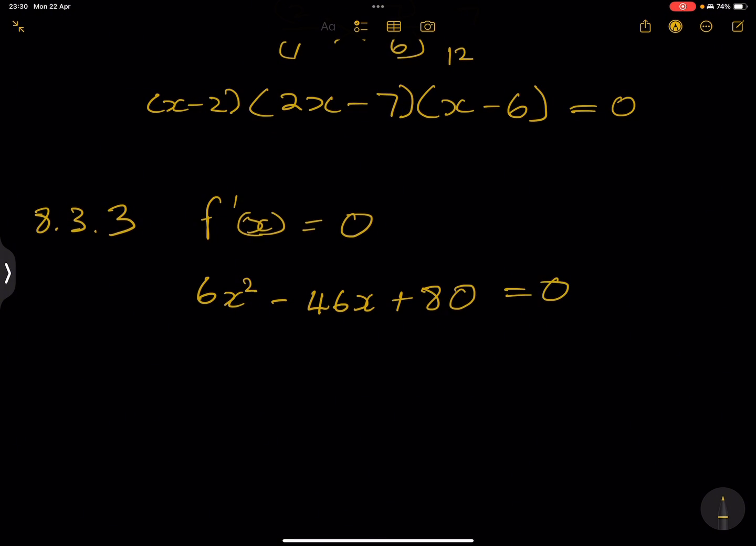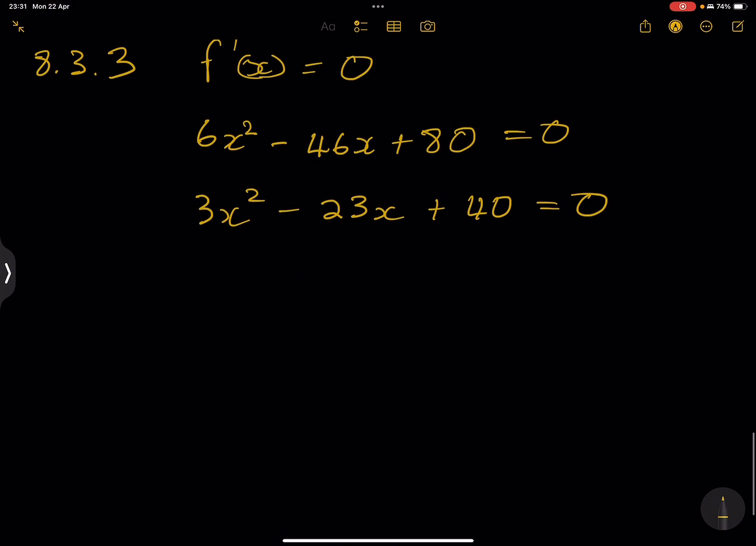Okay, so can we actually divide by 6? No, I don't think so. But we can divide by 2. This would give us 3x squared minus 23x plus 40. Okay, and this would give us 0. Right, so let's see once again. So we've got factors of 3, that's 3 and 1. Factors of 40, such that when I multiply and add, let's see.